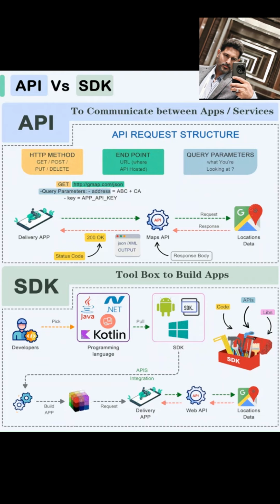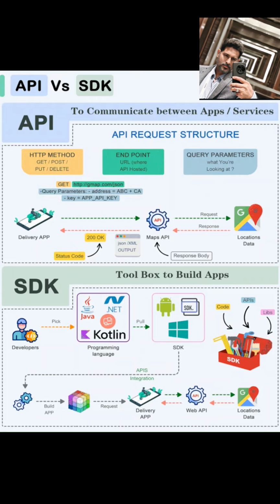Imagine a developer wanting to integrate mapping features into their delivery app. Instead of having to figure out all the raw API calls to Google Maps from scratch, they can use the Google Maps SDK. This SDK provides pre-built functions and components that make it much easier to access map functionalities, handle authentication, display markers, and so on.